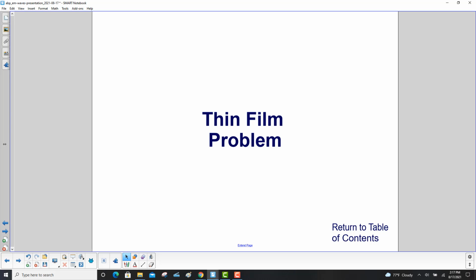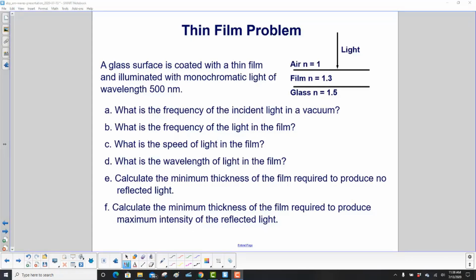Thin film problem. A glass surface is coated with a thin film and illuminated with monochromatic light at a wavelength of 500 nanometers. So here's our glass, there's the glass surface, n is equal to 1.5. Here's a thin film placed on top of it, which has an index of refraction of 1.3, and here's air with an index of refraction of 1.